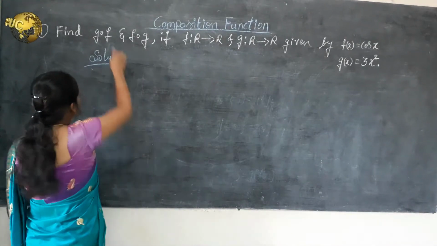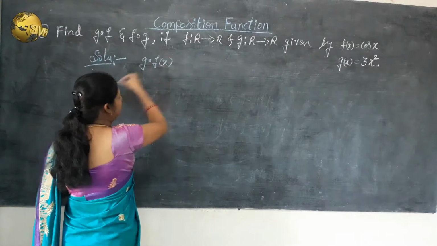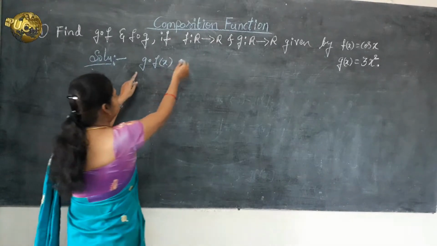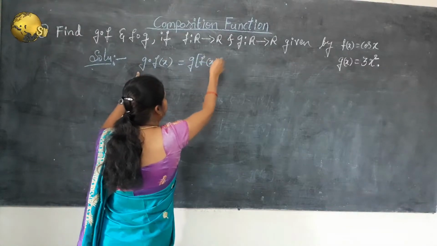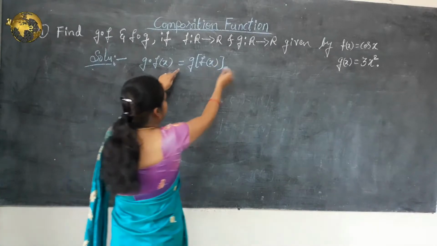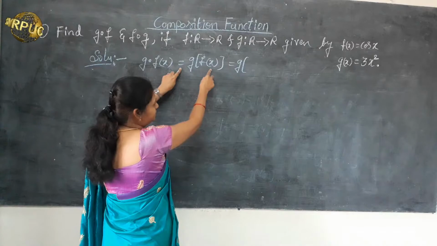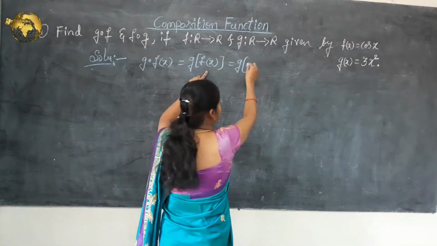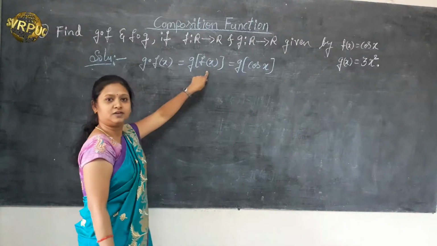Very simple. First, g composition f of x. I have to find this, which will be split as g of f of x. Let me define f of x first. What is f of x? According to the question, f of x is cos x. Correct?